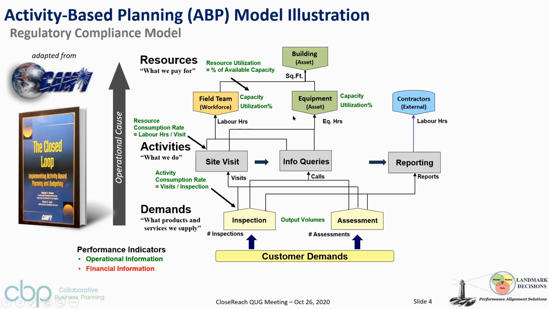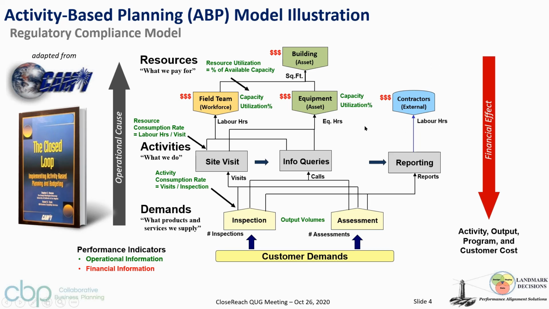Then assuming we can physically do this, we can look at our financials. We map the financials, your expense statements, into the resource structure. That's really what the resources are. You pay for your resources: your people, depreciation on equipment, lease, utilities on buildings, maybe external contractors. Then you pull those dollars back down through the model. So we can get at things like the activity cost, the demand or output cost, and even the customer cost.